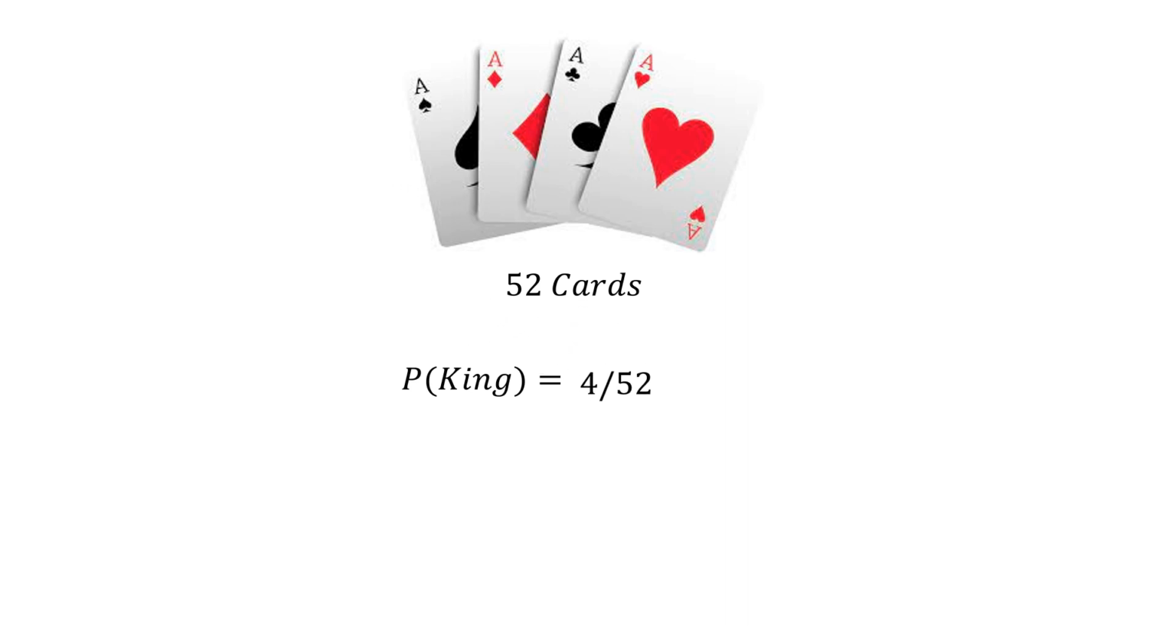Here is the last question of this lecture. What is the probability of picking a face card? There are 12 face cards: Jack, Queen and King in each suit. So the probability of picking a face card is 12 by 52.